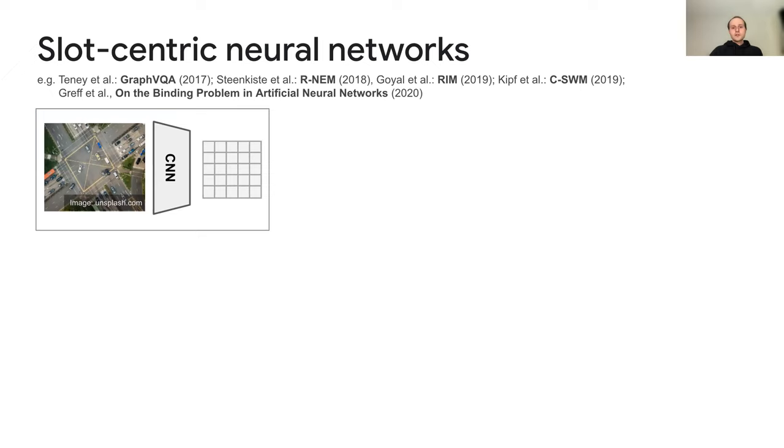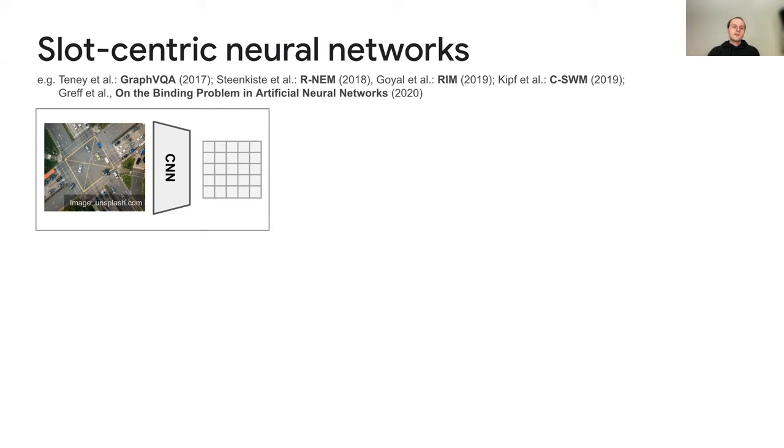Slot-centric neural nets have been around for some time. For example, there's early work on visual question answering using graph abstractions. There is relational neural expectation maximization, recurrent independent mechanisms. We had some work on structured world models. And there are also many review articles on this topic, like from Klaus Greff and others on the binding problem in artificial neural nets from last year.